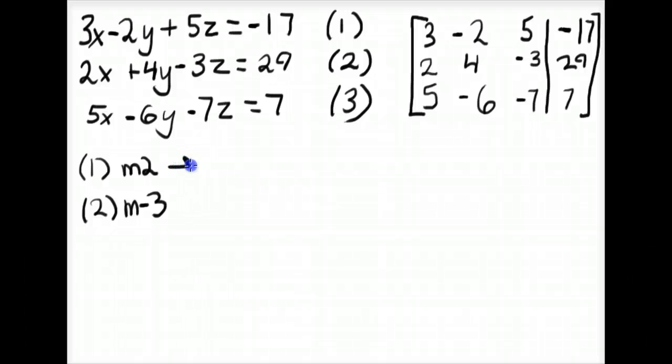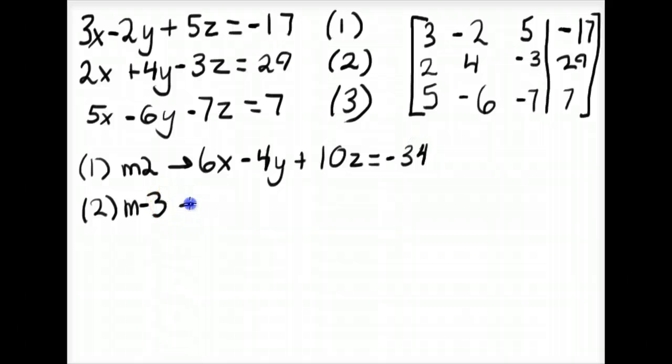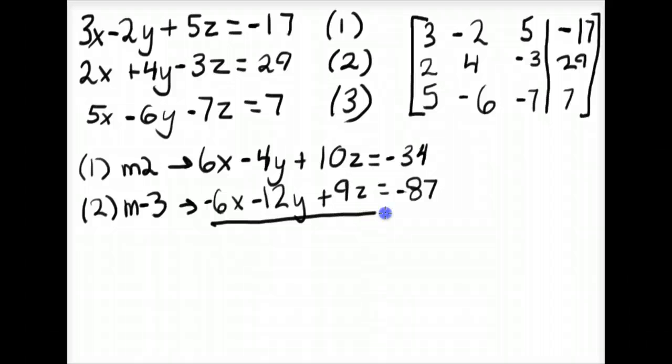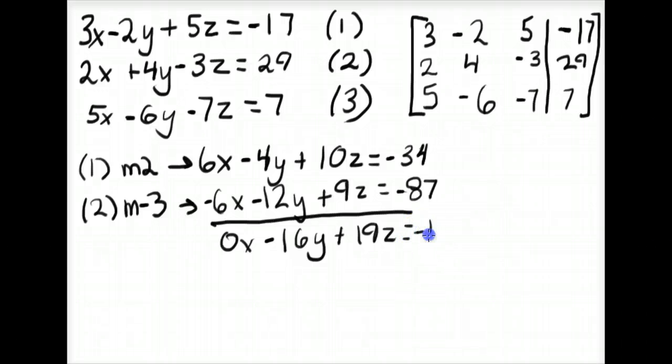So this is going to get us 6x minus 4y plus 10z equals negative 34. And this is going to get us negative 6x minus 12y plus 9z equals negative 87. Then adding these together, we're going to get 0x minus 16y plus 19z equals negative 121.